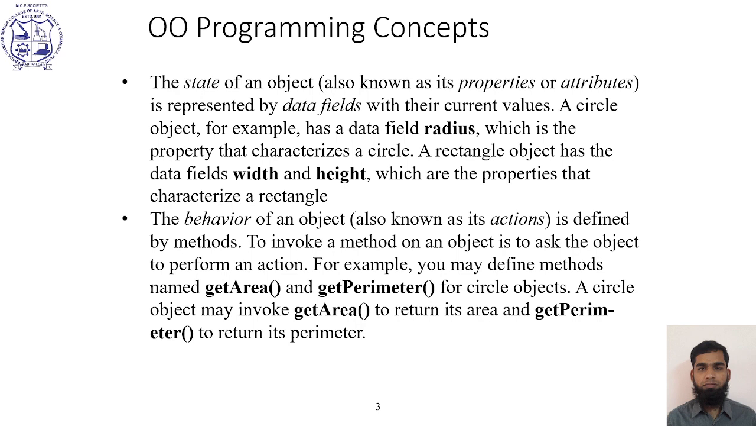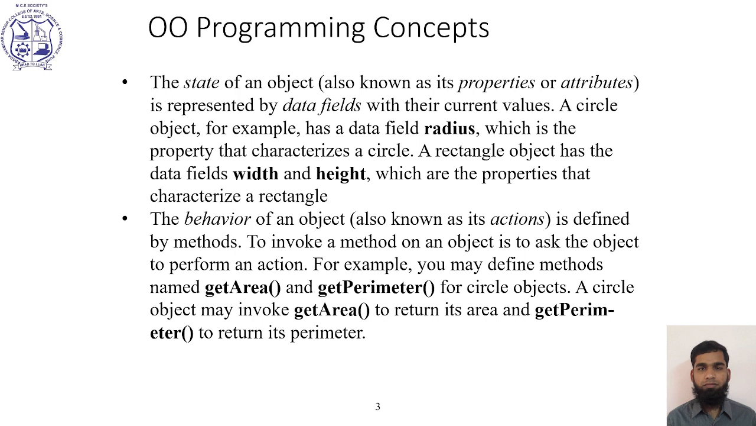The state of an object, also known as its properties or attributes, is represented by data fields with their current values. A circle object, for example, has a data field radius, which is the property that characterizes a circle. A rectangle object has the data fields width and height, which are the properties that characterize a rectangle.